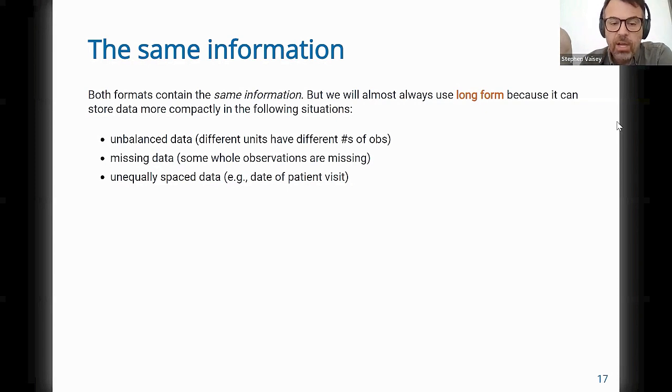But also, long form data can store data more compactly in some situations. Like, for example, if we have unbalanced data. So if different units have different numbers of observations, like some people are observed once, twice, 4 times, 5 times, then we don't have all these empty cells, like, okay, what's time 1, time 2, time 3, time 4, time 5, and maybe a person was only measured at time 1 and then not for the next 4. We don't just have to have 4 blank spots for all the additional variables.